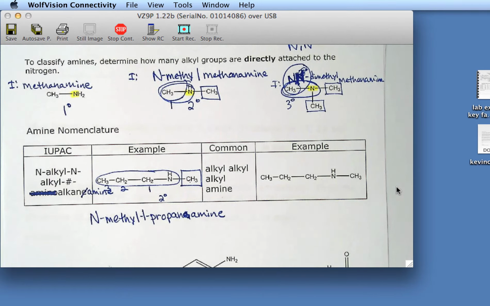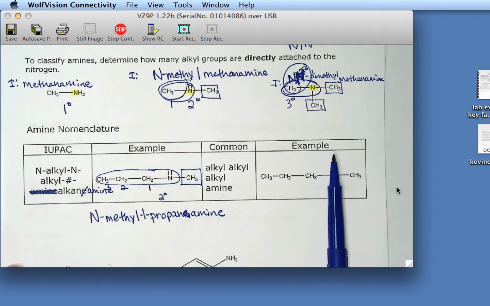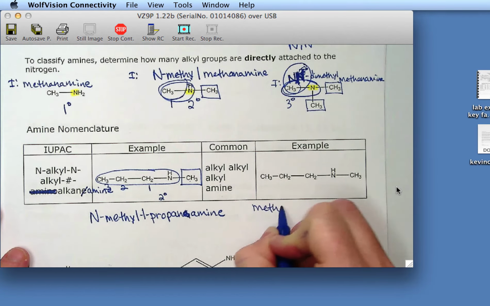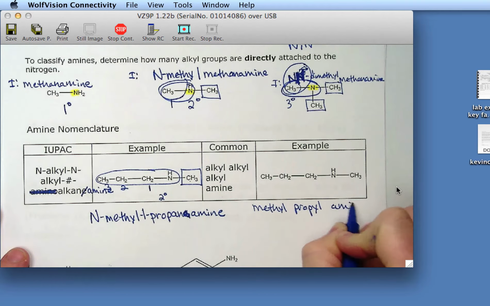What I find a lot of times is that students prefer the common nomenclature with amines. Let me show you common. It's just the alkyl groups. Just cover up the nitrogen. What are the alkyl groups? Methyl and propyl. So methyl, propyl, amine.